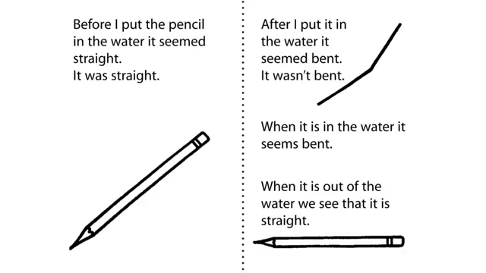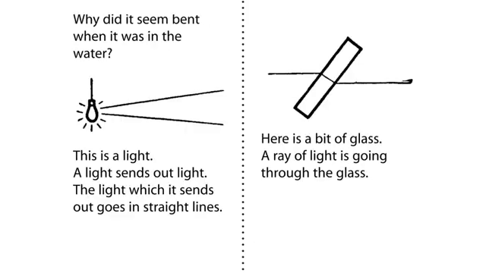Before I put the pencil in the water, it seemed straight. It was straight. After I put it in the water, it seemed bent. It wasn't bent. When it is in the water, it seems bent. When it is out of the water, we see that it is straight. Why did it seem bent when it was in the water?